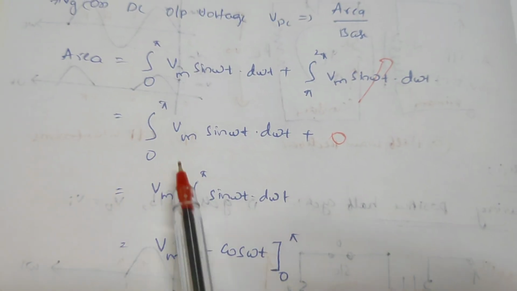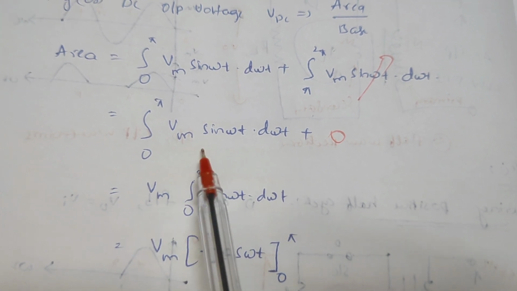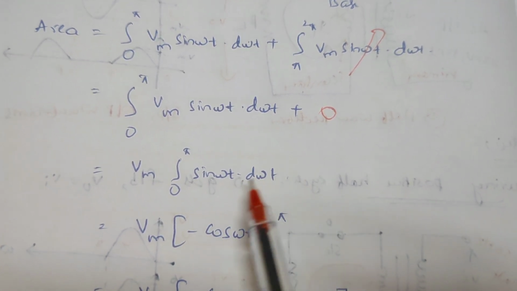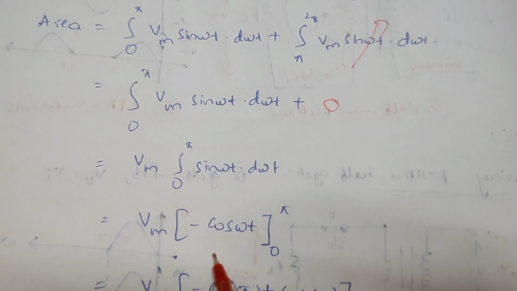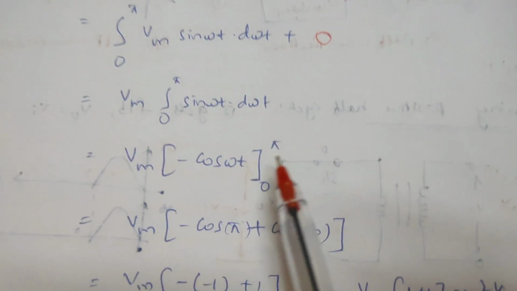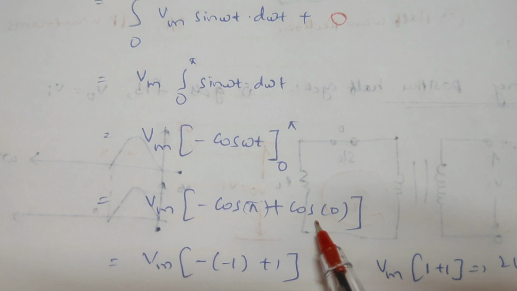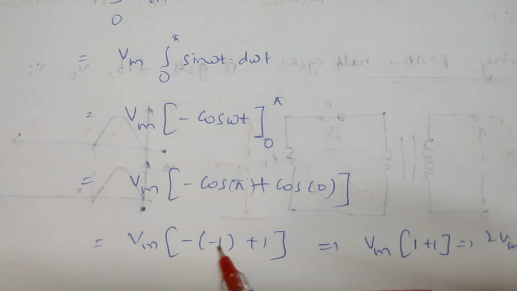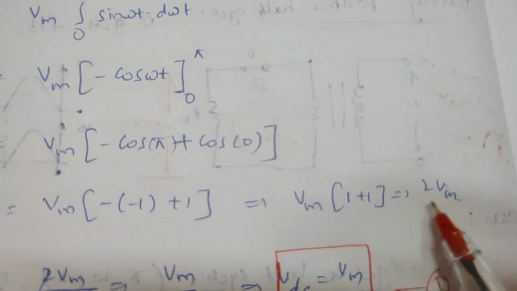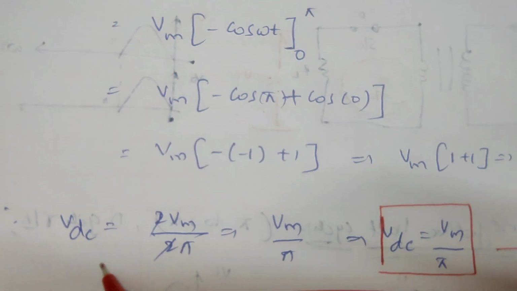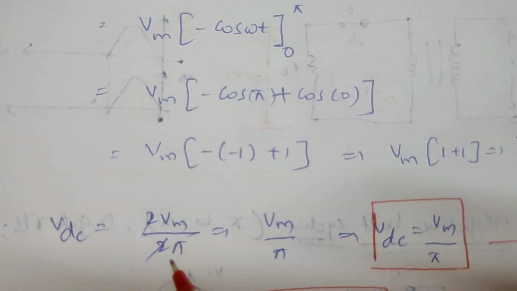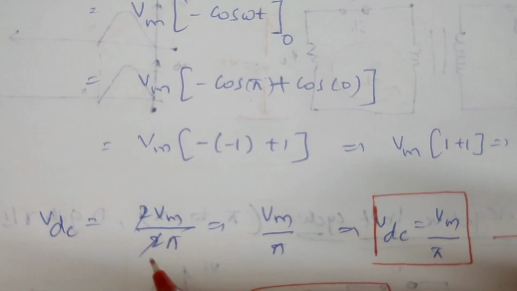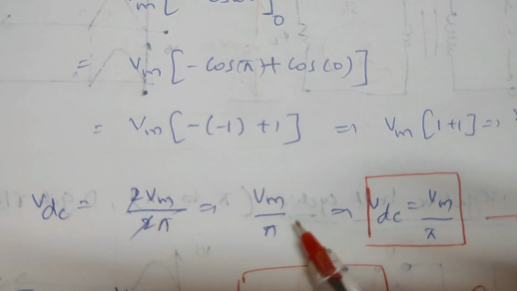Therefore, integrating this equation, Vm will be constant here. So Vm times the integral from 0 to pi of sin omega t d omega t. The integration of sin is minus cos omega t. Applying the limits, Vm times minus cos pi plus cos 0. We know the value of cos pi is minus 1, so minus of minus 1 is plus 1, plus 1. So here we are getting 2 Vm. Therefore the total DC voltage is 2 Vm divided by the base, which is 0 to 2 pi. So it will be 2 Vm by 2 pi, therefore it is Vm by pi.